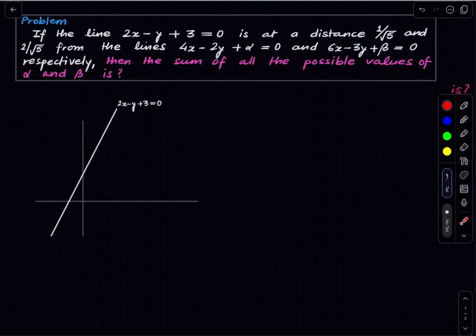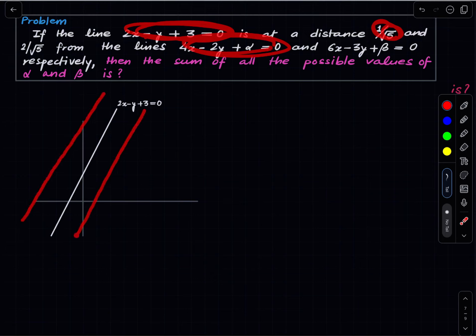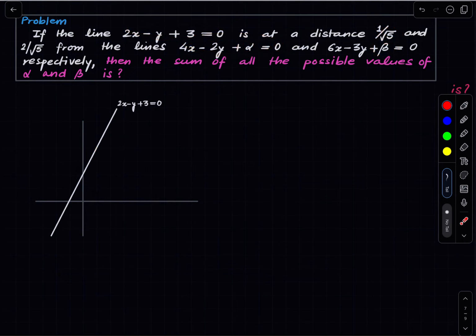Okay, so first note that for this problem to even make sense, these three lines must be parallel, because to ask for the distance between two lines, the two lines must be parallel. And that is true because the slope of this is 2, the slope of that is also 2, and the slope of this is also 2. So the three lines are indeed parallel. And now since this is at a distance of 1 by root 5 from this line, it could be either here or there at a distance of 1 by root 5. So there will be two values of alpha, and similarly there will be two values of beta, and we'll just have to sum up the four values.